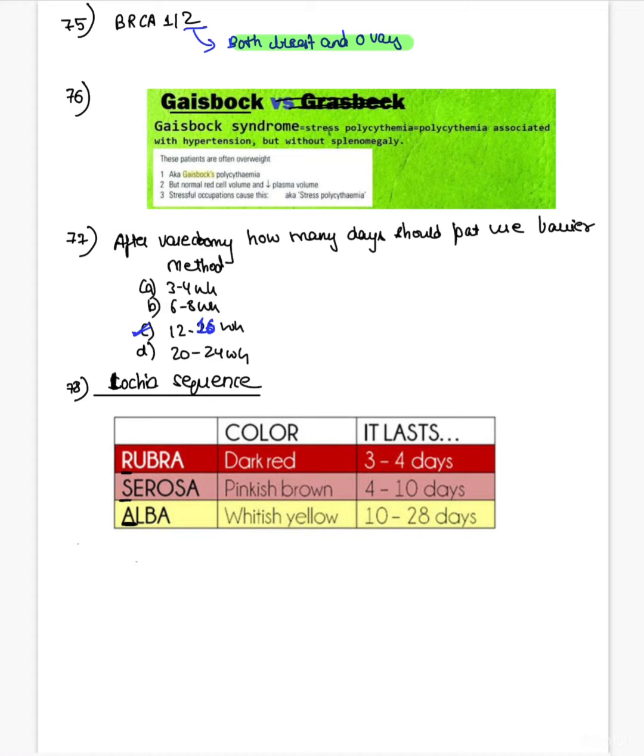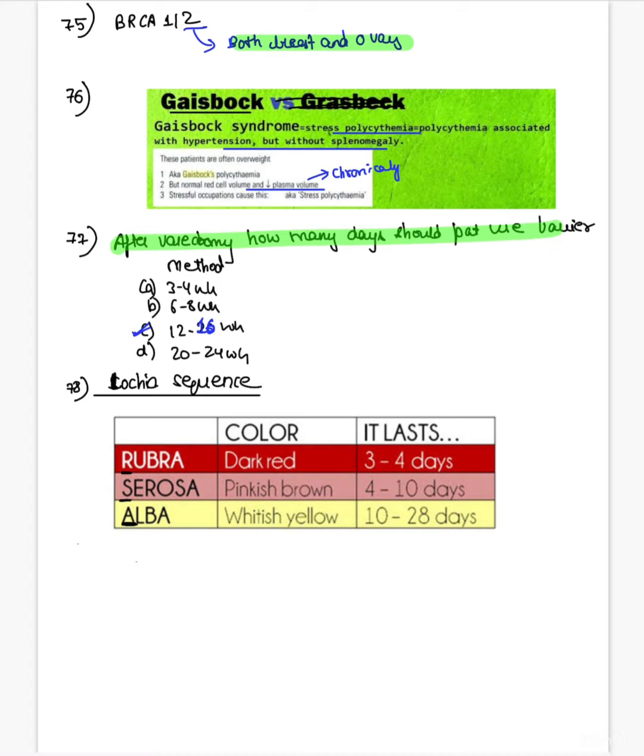The next question that they ask you is Gaisbock syndrome. What happens here? This is basically a stress polycythemia which is associated with hypertension, but here you don't have splenomegaly. Here you have a decrease in plasma volume, and that also chronically. That is again important.